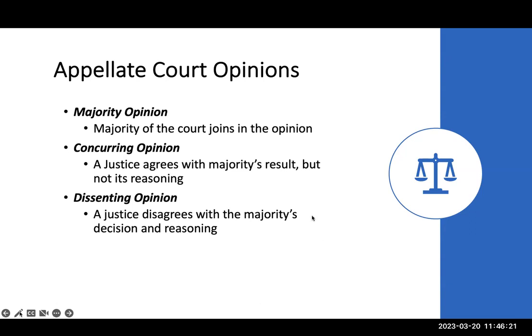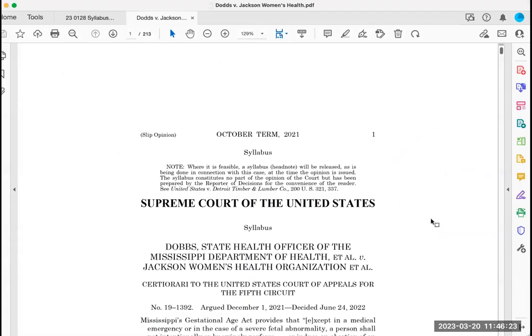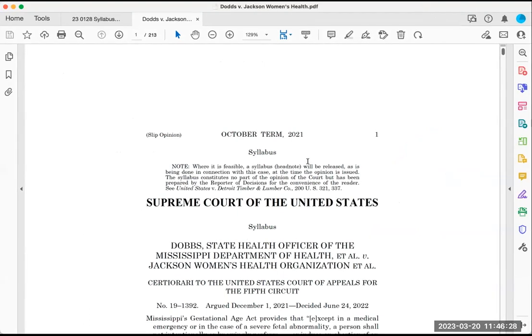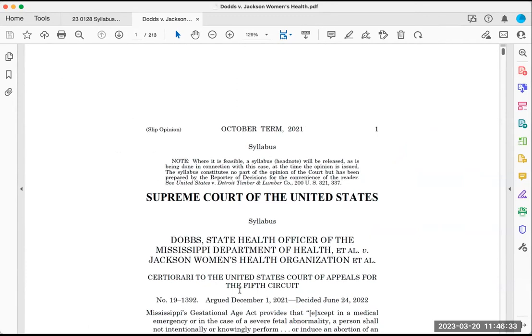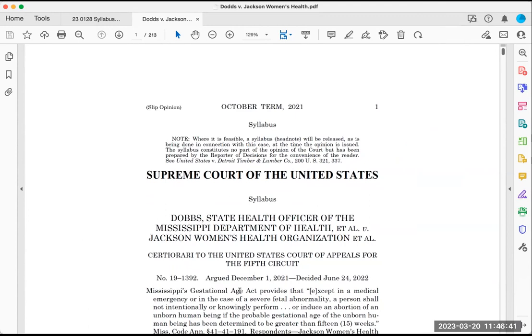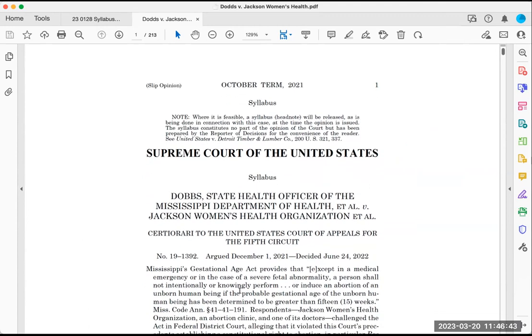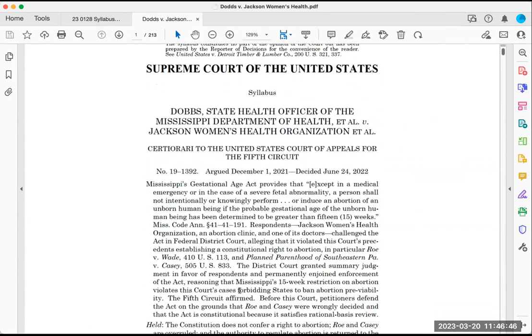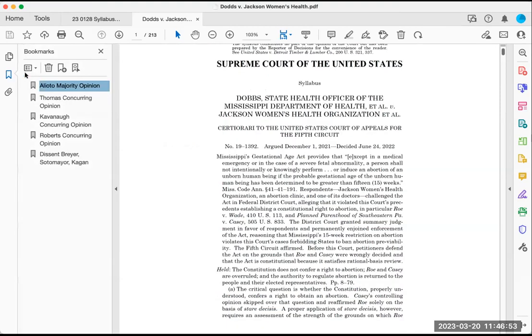I put up in Canvas a copy of the decision of the United States Supreme Court in Dobbs versus Mississippi Department of Health. You may recall that this is the decision of the United States Supreme Court that overturned the decision of Roe versus Wade. So I have this up in front of you, and again, if you're interested, you can scroll through this in the modules. I also added some bookmarks to make it easier for you to navigate around the decision.